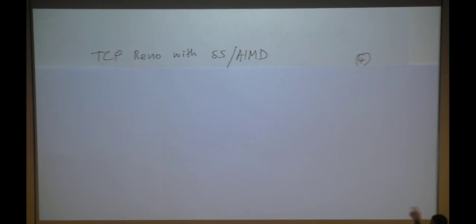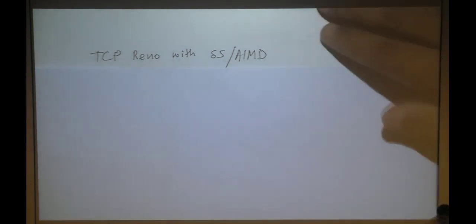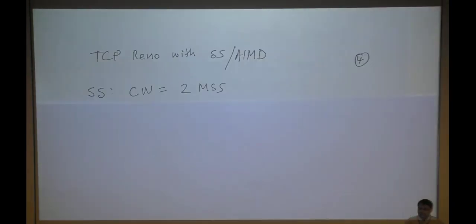So this is Reno with slow start and AIMD. And the question is this. I want you to try to work this out. This is kind of like problem solving in class. Let's say I'm doing slow start, and I start with a congestion window of 2 MSS. In class, we often said the starting point is 1 MSS, but I'm telling you here that the starting point is 2 MSS, so don't be thrown by that. This is my window size.